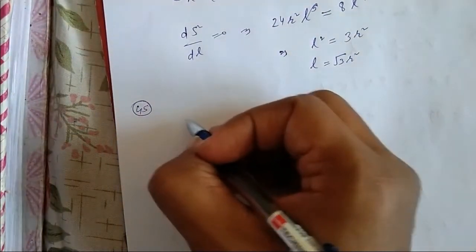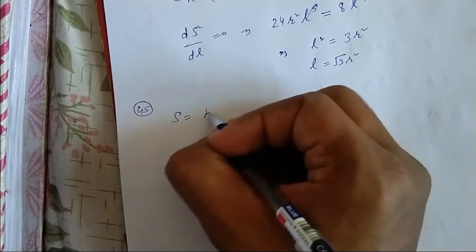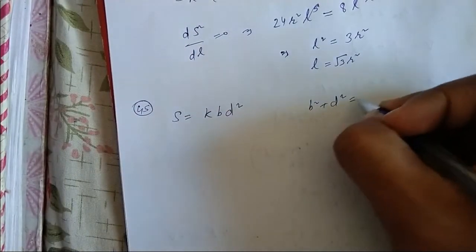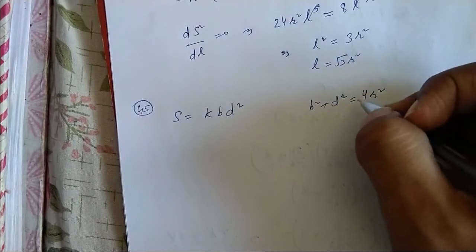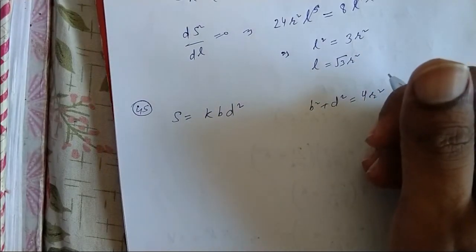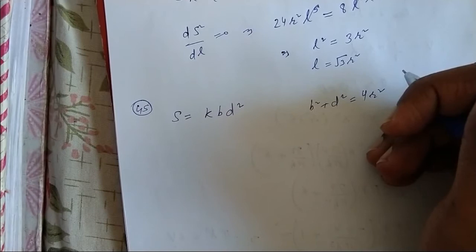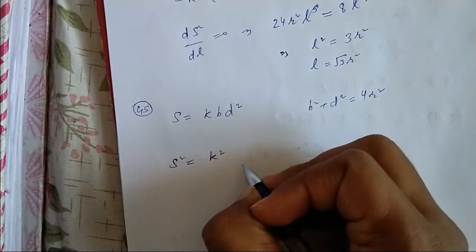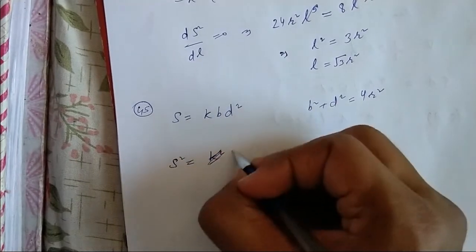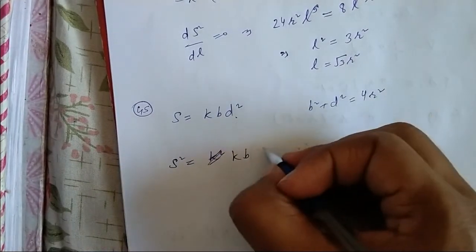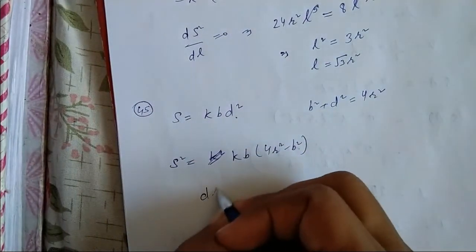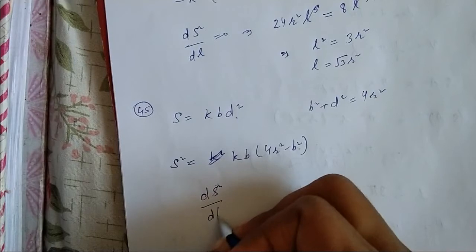Okay, so S would be equal to K B d square, and b square plus d square equal to 4r square. So this question is similar to above. Maximize S square is equal to K, or rather put the value d square. K B d square equal to 4r square minus b square. ds square by db is equal to 0.